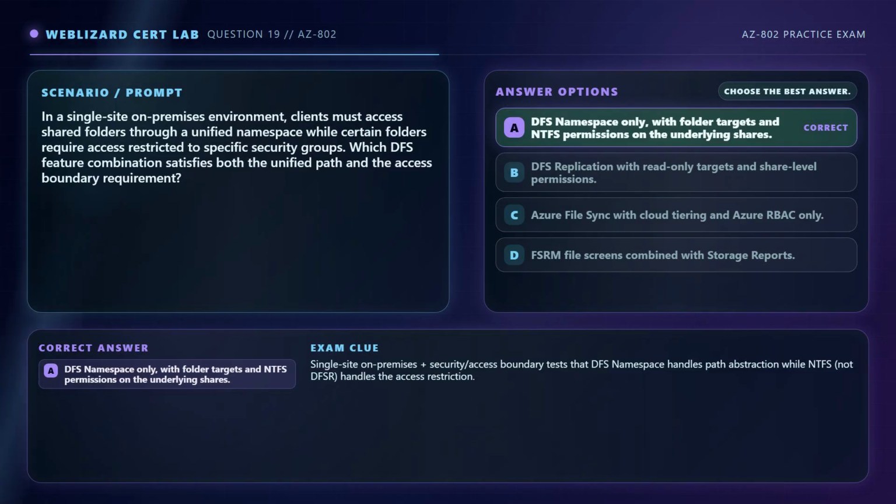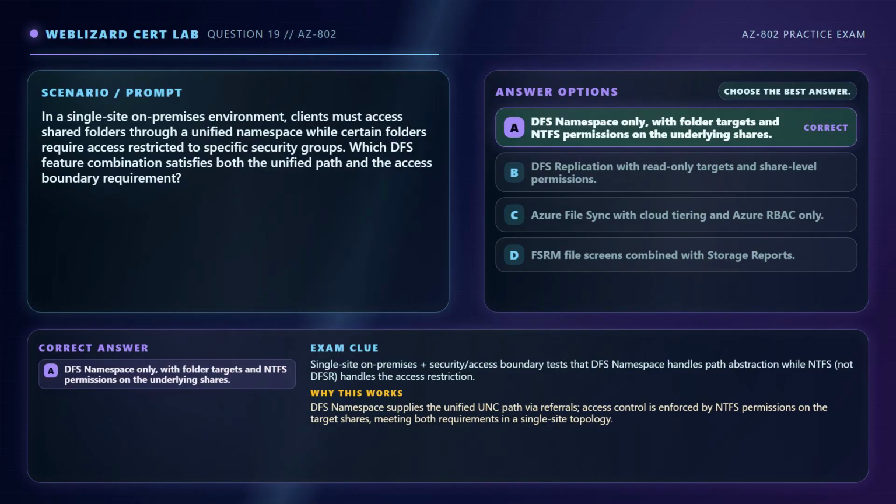The correct answer is A. DFS namespace only, with folder targets and NTFS permissions on the underlying shares. DFS namespace supplies the unified UNC path via referrals. Access control is enforced by NTFS permissions on the target shares, meeting both requirements in a single-site topology. Single-site on-premises plus security/access boundary tests: the DFS namespace handles path abstraction, while NTFS, not DFSR, handles the access restriction.